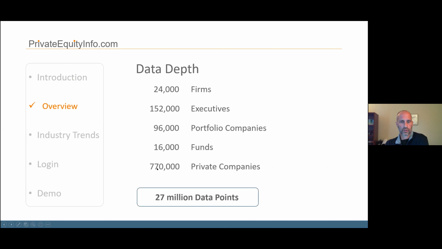Real quick, here's a bunch of numbers we throw at you to say that we have a lot of data. We're tracking 27 million data points, and of particular interest is 96,000 portfolio companies.